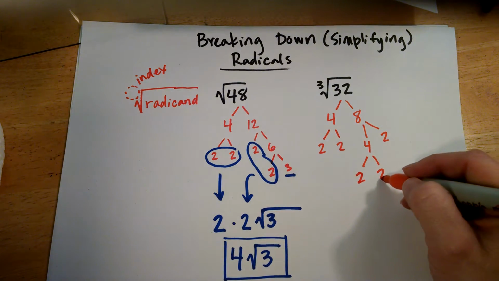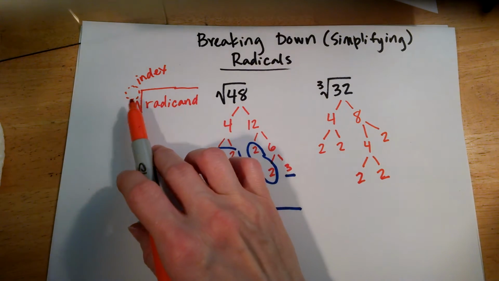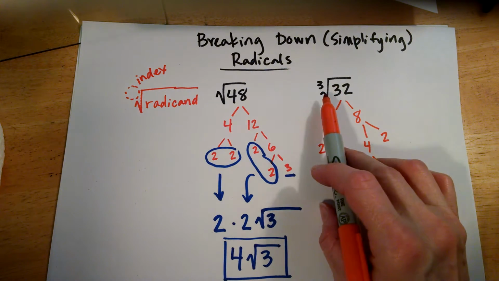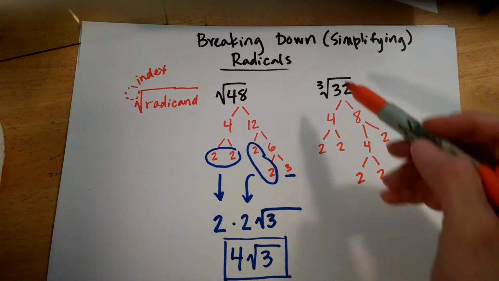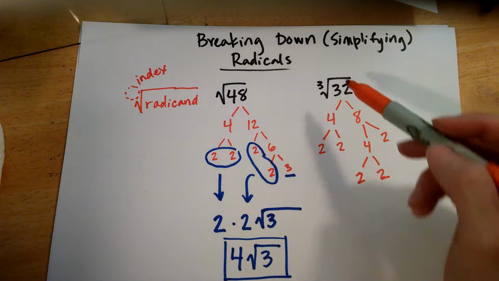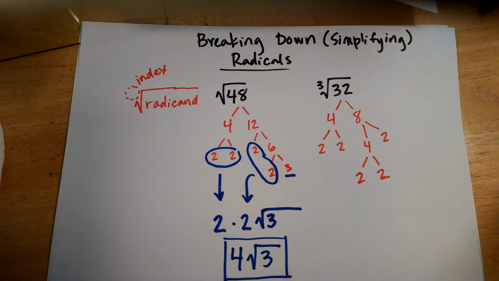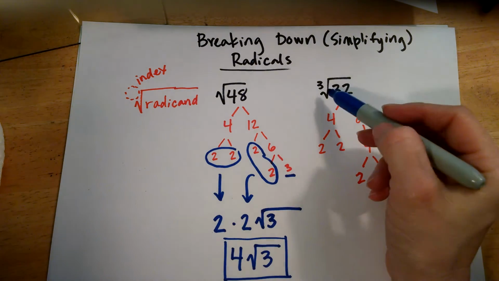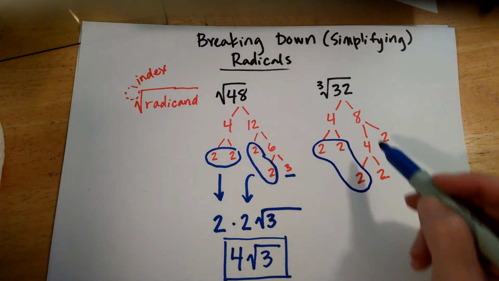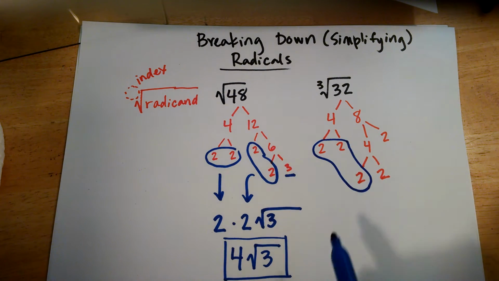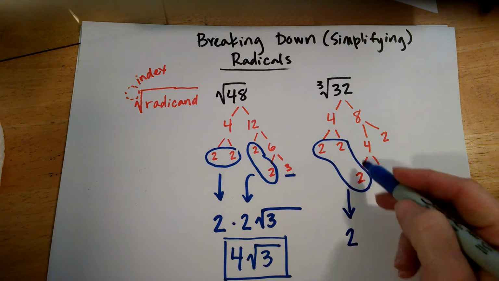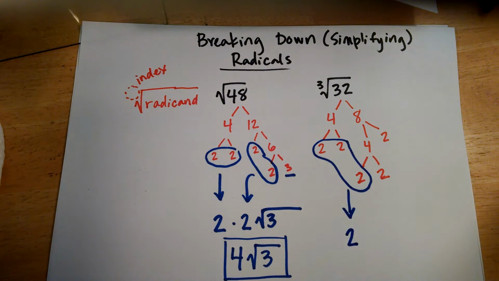Okay, so now I've got my index. I've got a number up here that's visible. I've got a 3. So I'm looking for 3 of a kind. This is going to tell me how many in each group I need. So I'm looking at my prime numbers here. I've got a whole bunch of 2's. I'm looking for 3 of a kind. So here is one set of 3 of a kind. It's going to go to the outside. I'm going to represent that by that number on the outside.